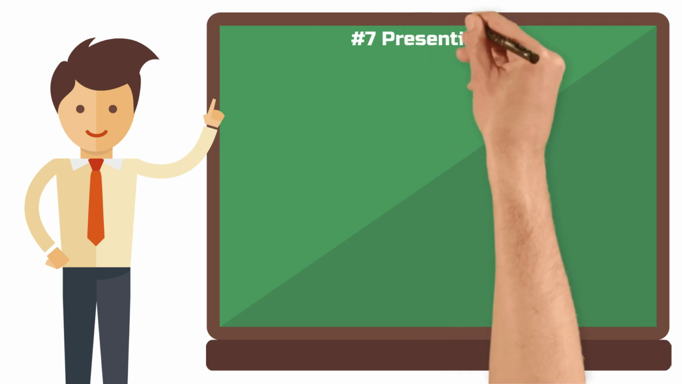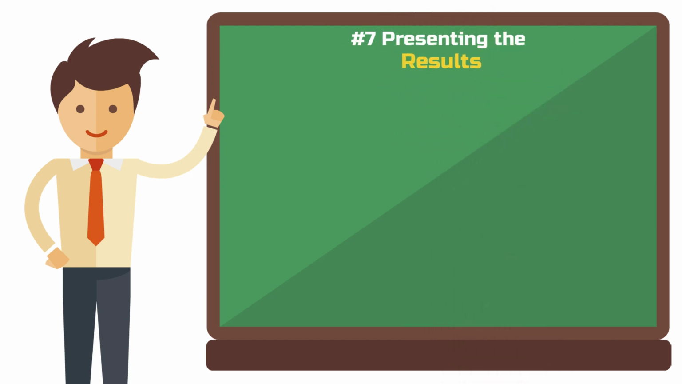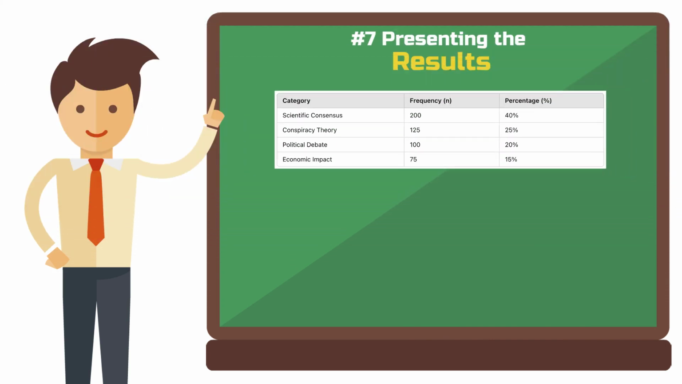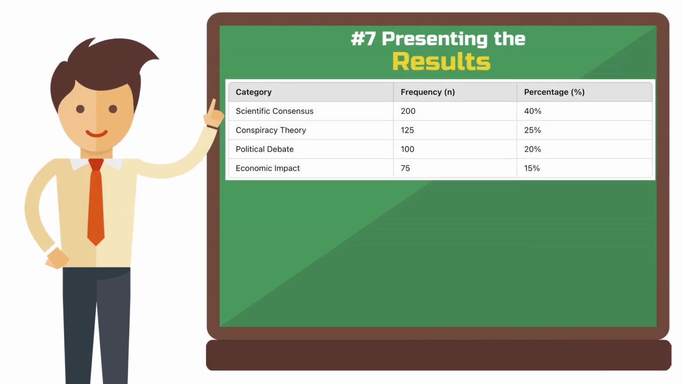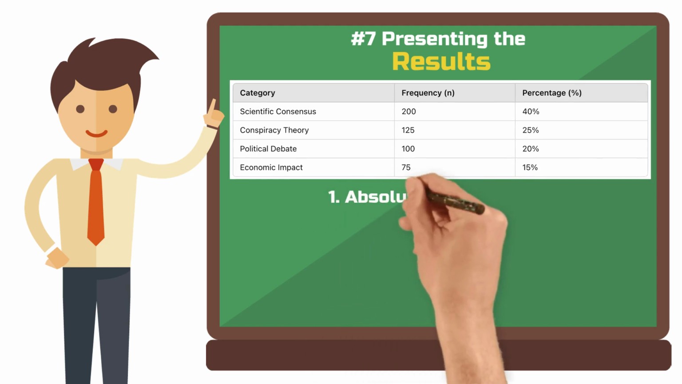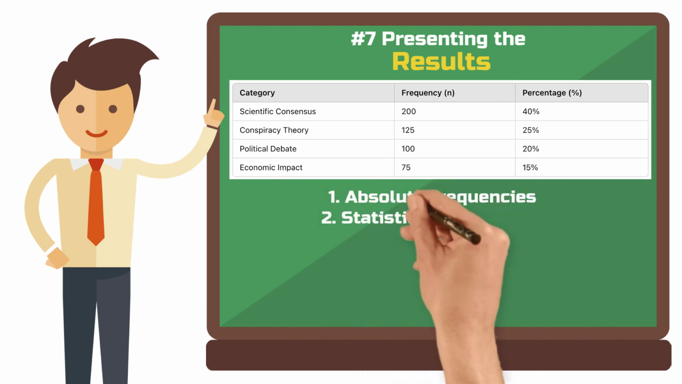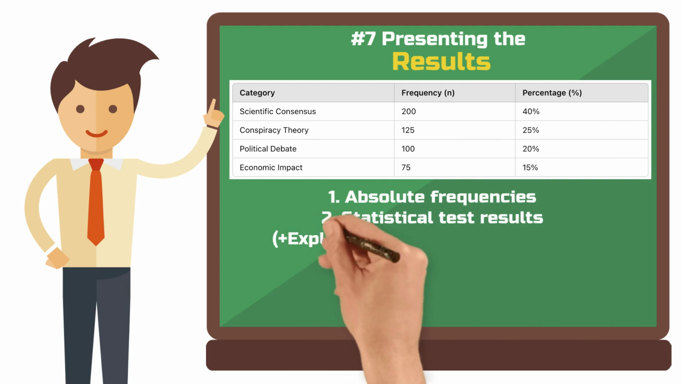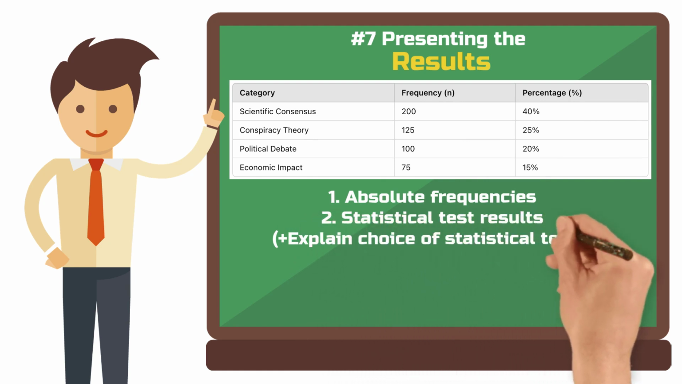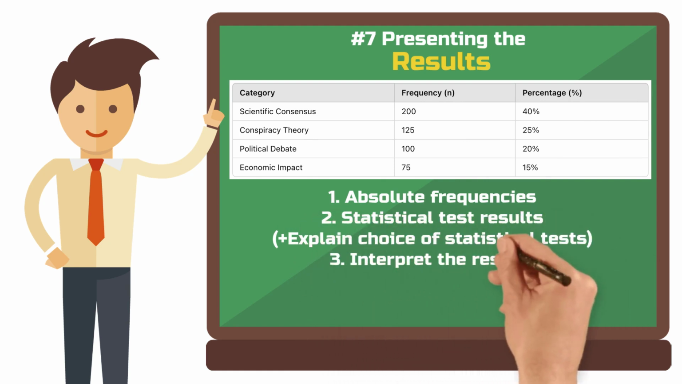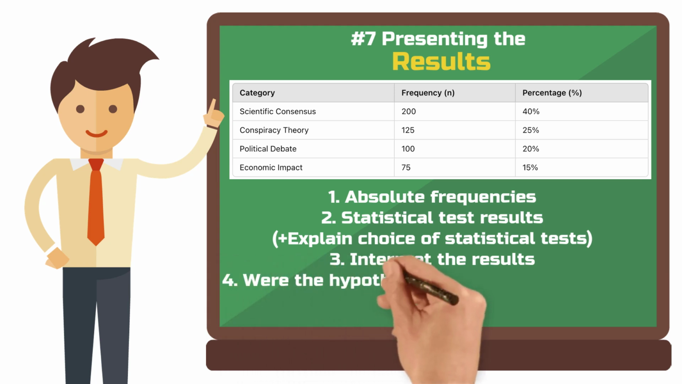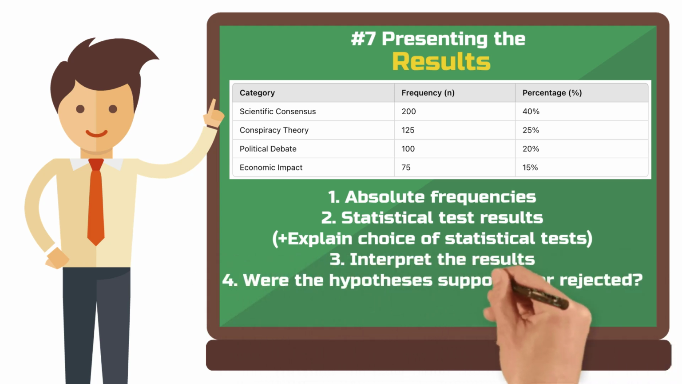Step 7. Presenting the results of quantitative content analysis. When reporting your results, tables are your best friend. First, present the absolute frequencies of your categories and describe them in your own words. Next, outline the results of your statistical tests, explaining why you chose them and what the findings mean. Finally, state which of your hypotheses were supported and which were rejected.